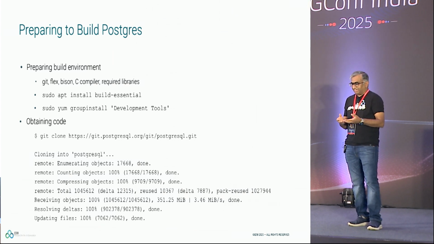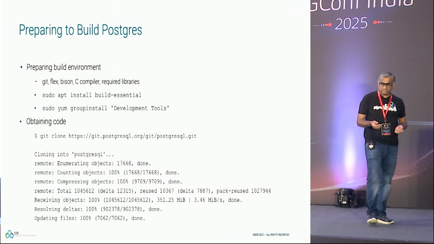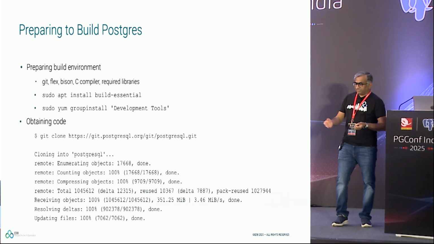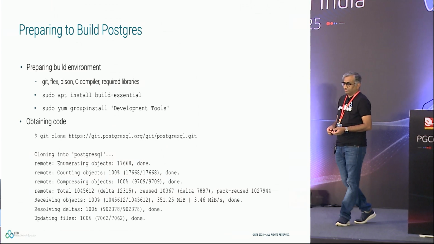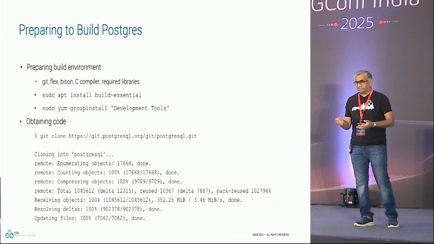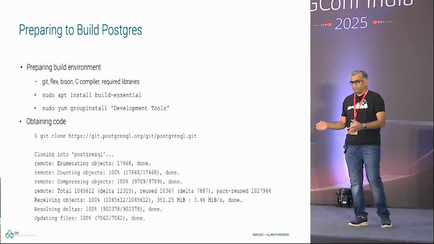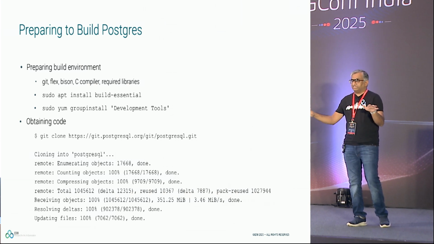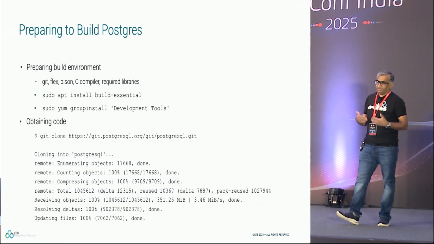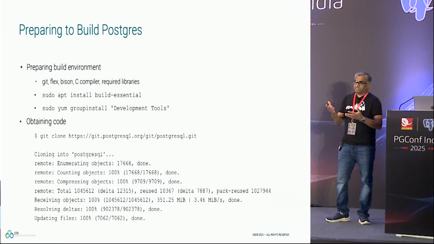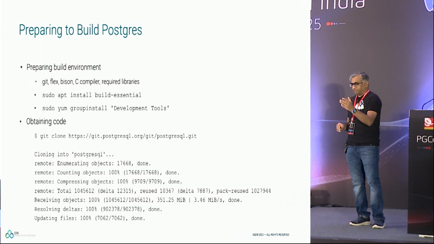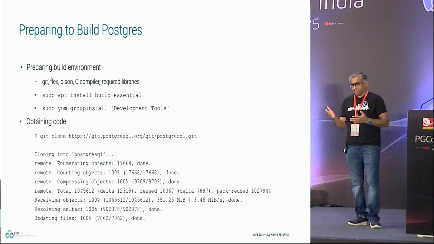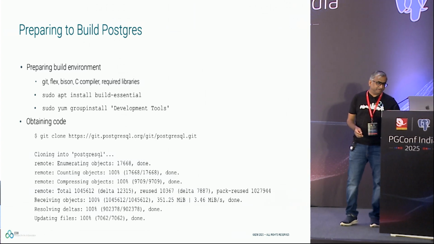I have listed a few basic tools that you would probably need to build Postgres. Some of these are easily installable: if you are on a Debian machine, you can install build-essential, or on CentOS you can install Development Tools as a single command, and it would basically get you everything that is required for building any application, but Postgres in particular here. So you install these development tools, and then you are ready.